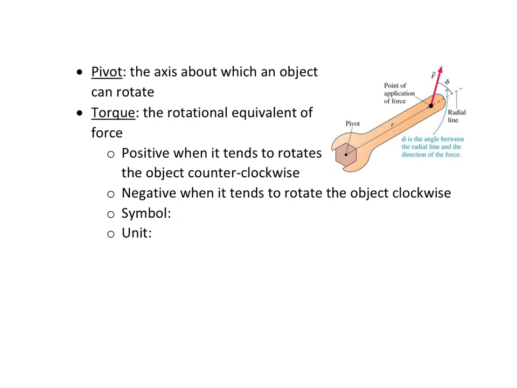Torque is positive when it's going to rotate counterclockwise. So just like with angular velocity and angular displacement, positive is counterclockwise, and it's negative when it tends to rotate the object clockwise. So the symbol for torque is the Greek letter tau. It's kind of like a cursive T, and the unit for torque is the Newton meter. I know that's the same unit as energy, but torque is not energy. So torque's unit is a Newton meter, just like energy, but it is not a joule, if that makes sense. So symbol tau, unit Newton meter.